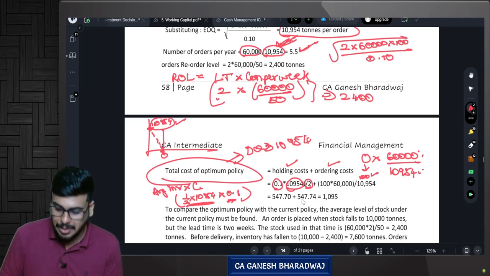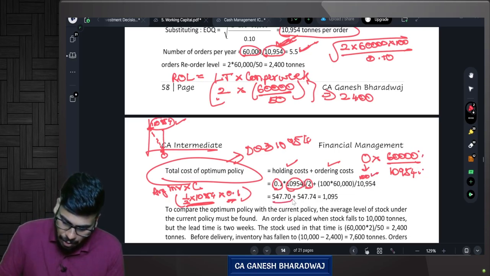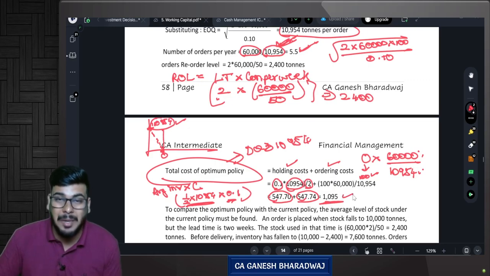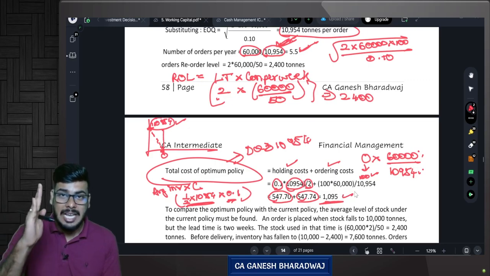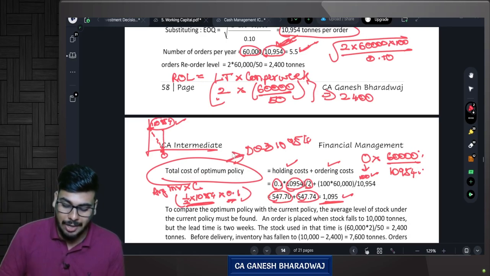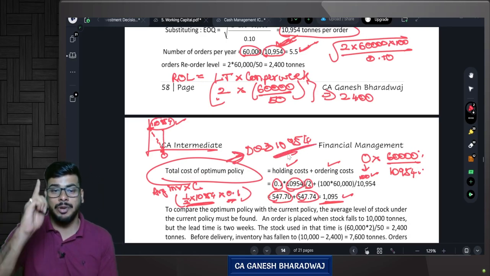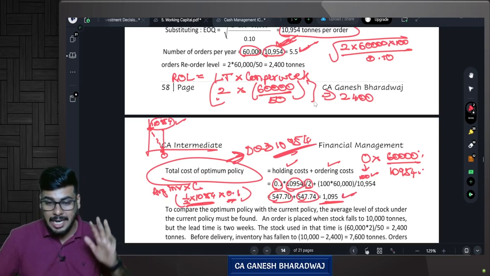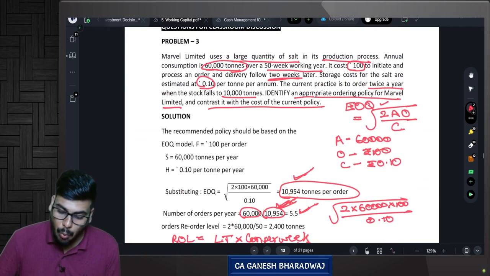So basically it is going to be 547.7 plus 547.74. So your overall cost is going to be 1095 if you are placing an order at your economic order quantity level. If you're following the economic order quantity, your overall cost will be 1095. Are you clear with this? Now, what they have given.